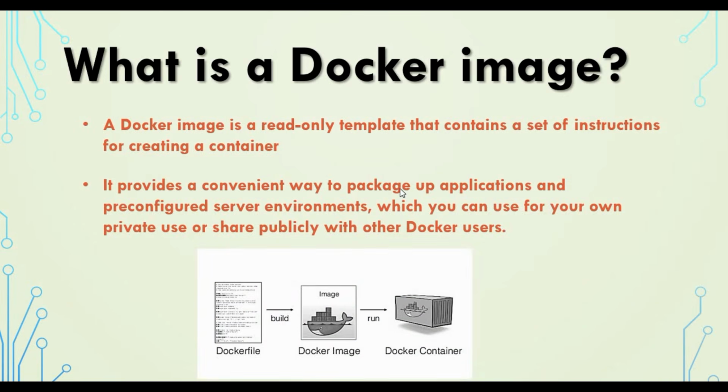Now we can see how it works. You will have a Dockerfile. From there you will build a Docker image, and using the Docker image you will run Docker containers. So that's the overall lifecycle of a container, right? You create a Docker image from the Dockerfile, then you use the Docker image to run a Docker container.